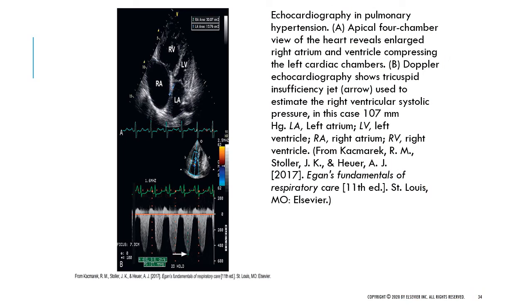This shows an echocardiography in a pulmonary hypertension patient. In A, this is an apical 4-chamber view of the heart, revealing an enlarged right atrium and ventricle compressing the left cardiac chambers. A Doppler in echocardiography shows tricuspid insufficiency used to estimate the right ventricular systolic pressure. In this case, 107 millimeters of mercury. The left atrium, left ventricle, right atrium, and right ventricle are all shown and labeled.